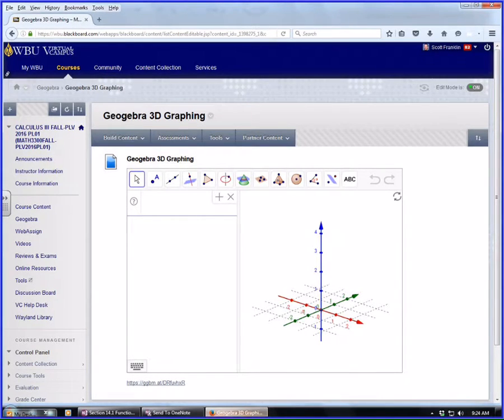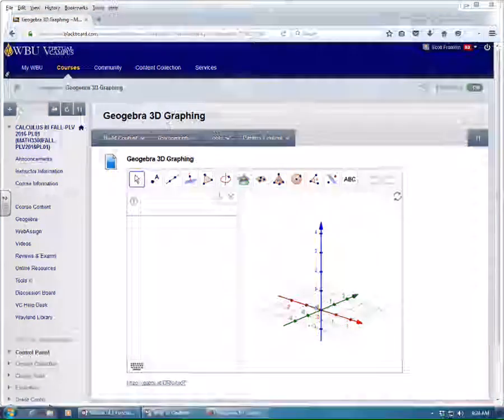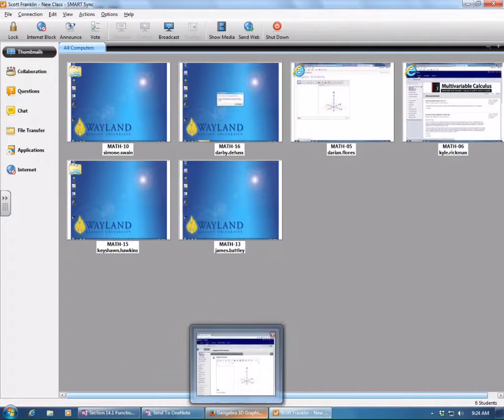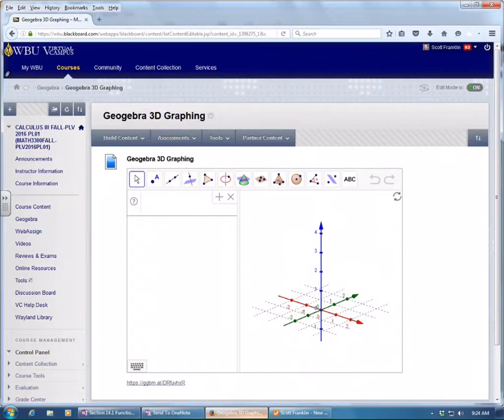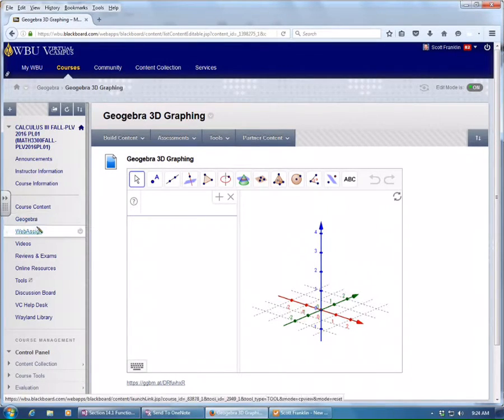So I'm going to release your computer back to you, and I want you to open a browser, and I want you to go to our Blackboard class, and I want you to open up GeoGebra.